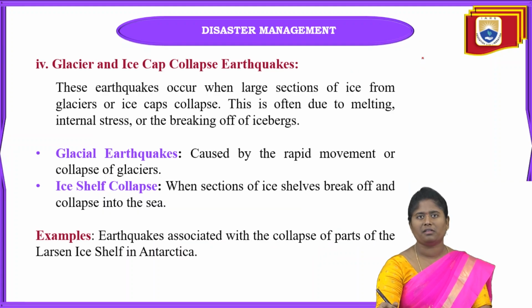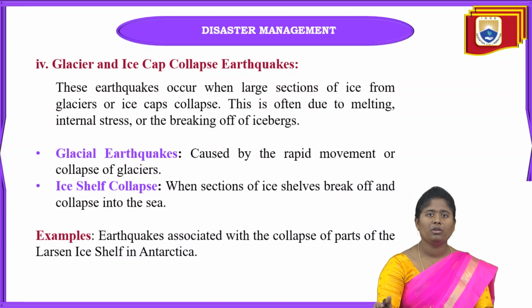Coming to the next one, that is glacier or ice cap collapse earthquakes. This occurs when very huge amounts of ice from the glaciers or ice caps collapse. Why? Because a change in temperature leads to the melting of that ice, or there is internal stress on the ice caps, and the breaking of the ice caps also leads to these earthquakes. What are the types?